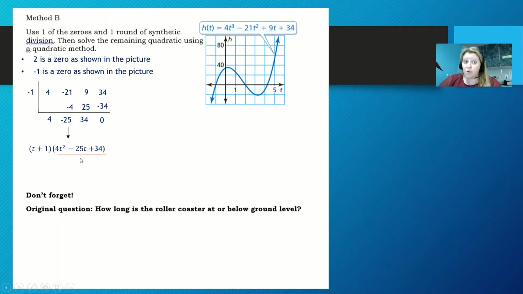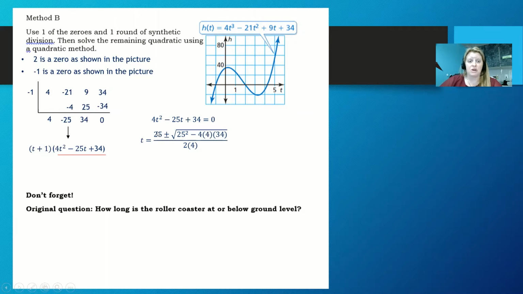Now, in the previous method, we had gone on and did another round of synthetic and tried to factor this part down. We're not going to do that today. We're actually going to use a quadratic solving method. If I'm trying to find x-intercepts, then I take this parentheses and set it equal to 0. And we have a lot of techniques to solve that equation. We can use quadratic formula, we can use complete the square, we can use factoring. We're going to use the quadratic formula because that seems to be what most kids use.